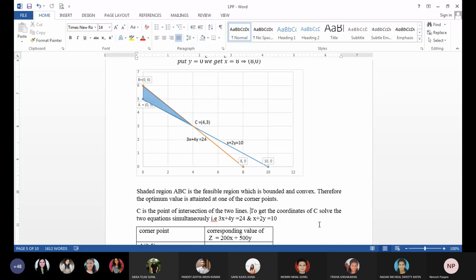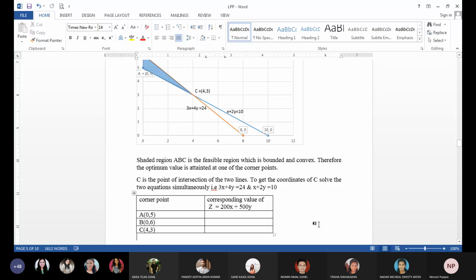So if you solve the two equations simultaneously, you will get the coordinates of C as 4,3. Once you get the point of intersection, we make a table of this form where we take the 3 points and we have the objective function. We find the value of the objective function at all the corner points. Whatever corner points we are getting, we find the value of z at all of them.